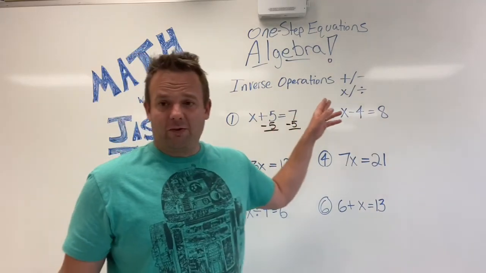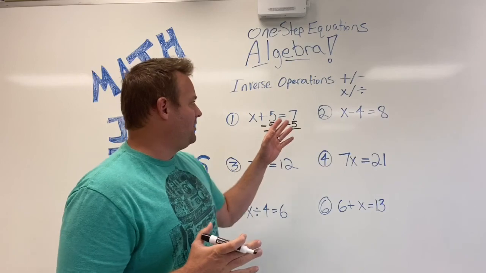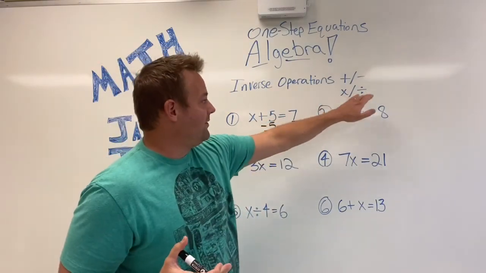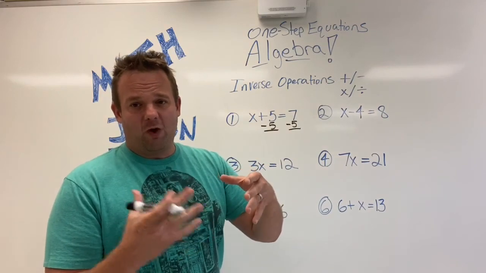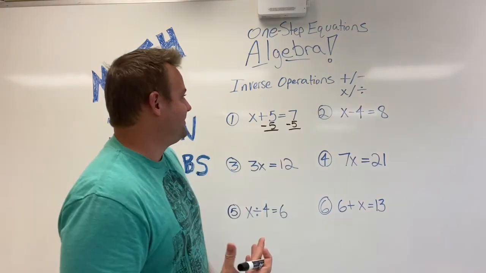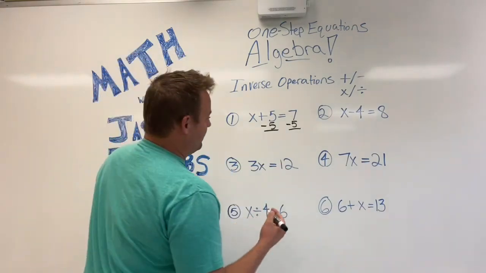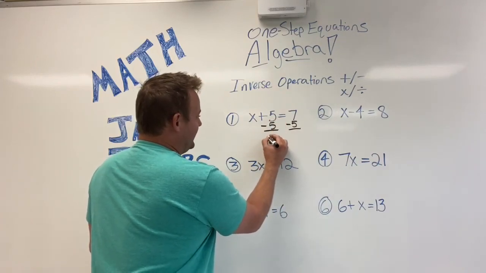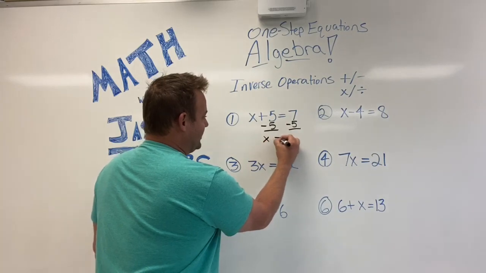That's what inverse operations do, you're either going to make it equal to 1 or 0. When you're multiplying and dividing, you're making it equal to 1 because 1 times anything is that thing, because of the identity property of multiplication. So here, 5 minus 5 is 0. So that cancels out and we get x equals 2.